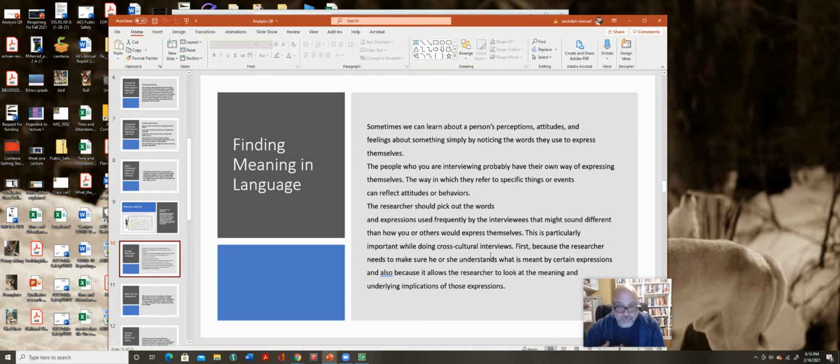Try to reflect on the attitudes or behaviors. The researcher should pick out the words and expressions used frequently in the interview. Again, while you're doing cross-cultural interviews, this is very important. You have to understand what is meant by certain expressions. People may say things that you may not hear in the everyday vernacular you're used to. There are a lot of differences. It could be, like I said, cultural, regional differences. Make sure you find some meaning in the language that they're coming up with.